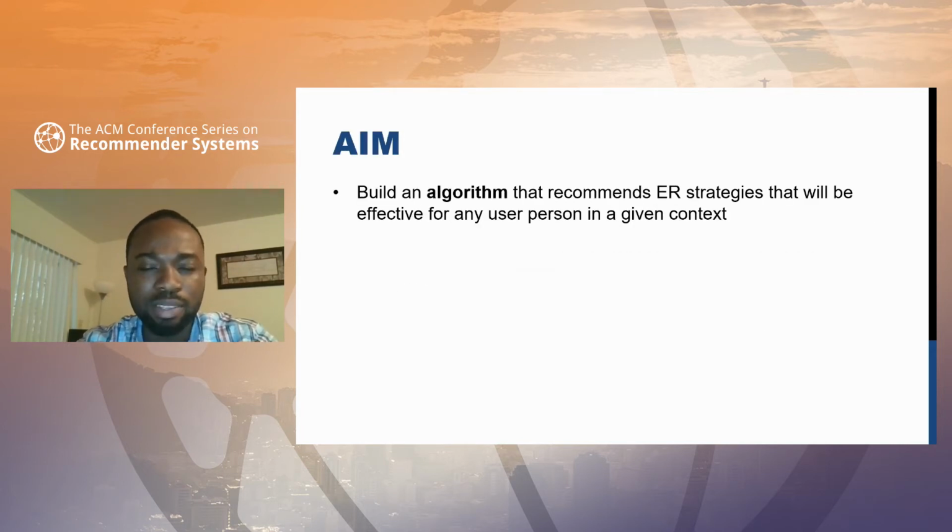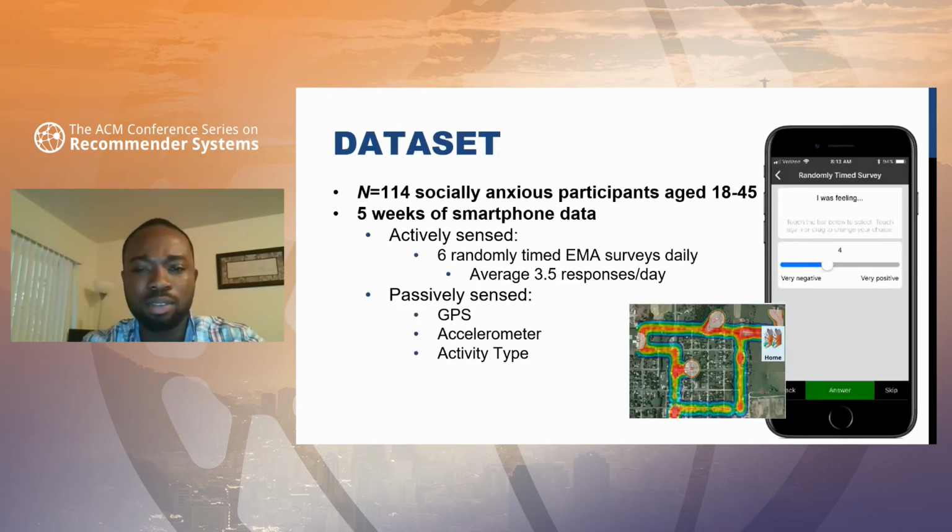So what is the aim of this work? The aim is to build an algorithm to recommend emotion regulation strategies that will be effective for any person in a given context. So how do you achieve that? We have a bunch of data that is already logged from a past study, where we had 114 individuals with high social anxiety, aged between 18 and 45.